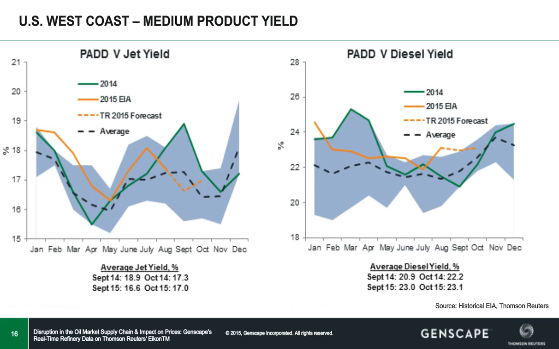Jet yields in PADD 5 have typically remained above the 5-year average for most of the year. We expect this to continue in September and October, with the yields staying near an average of 17%. Diesel yields have remained high this year as well, but did not surpass the highs seen in February and March of last year. Yields for September and October are expected to be higher year on year at near 23%.